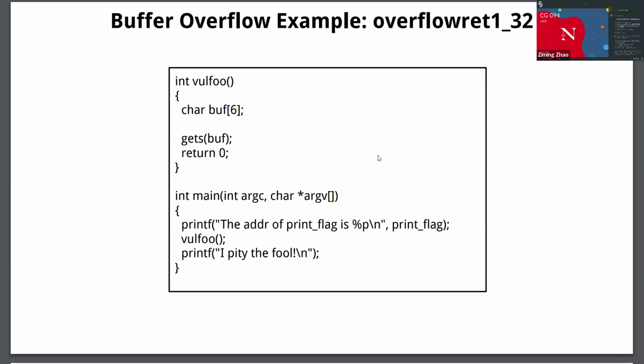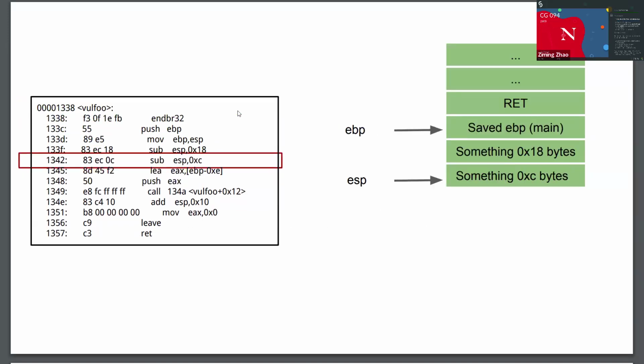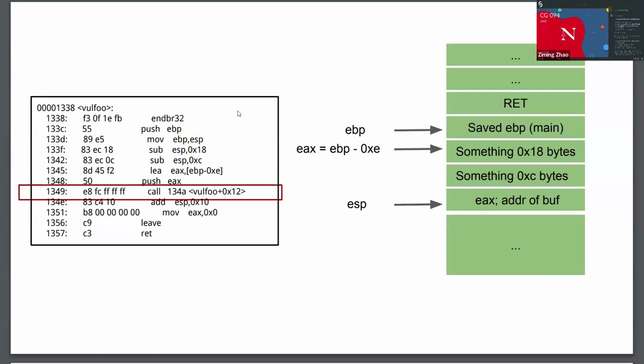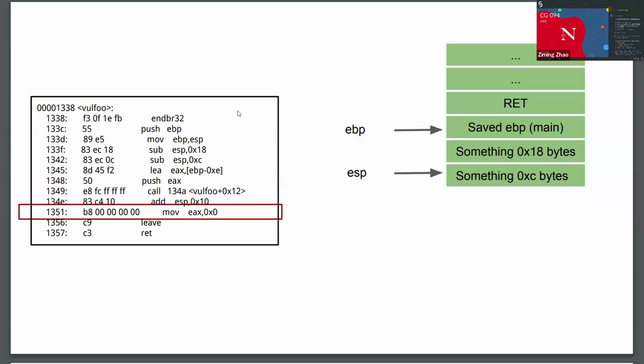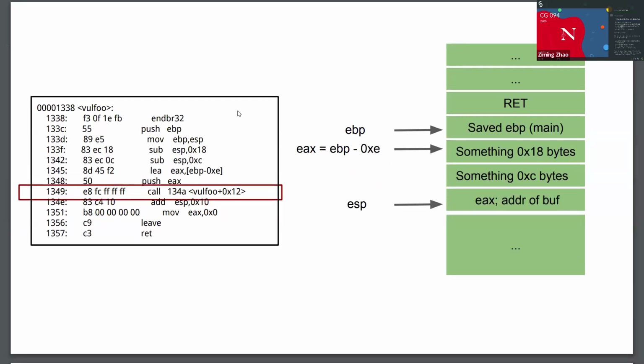In the source code, we asked for 6 bytes, right? But actually, the compiler gave us 14 bytes from the beginning of the buffer to the beginning of the saved EBP. That's 14 bytes, which means if we want to overwrite the saved EBP, we need more than 14 bytes. But our goal is not to overwrite the saved EBP. Our goal is to overwrite the return address, right?